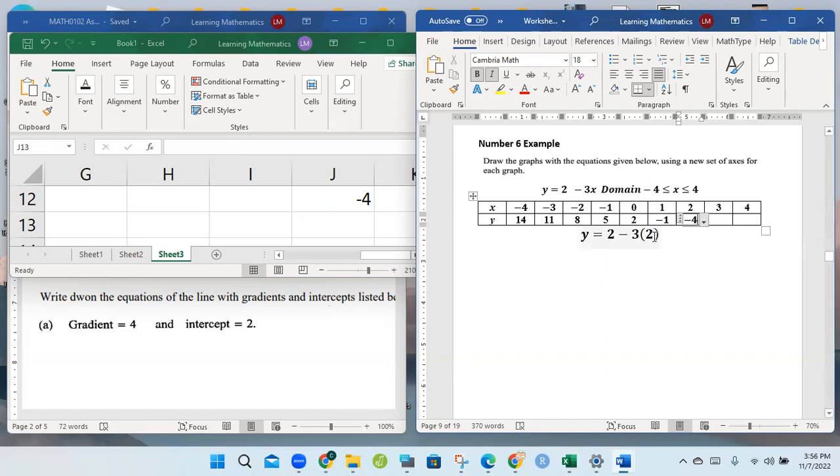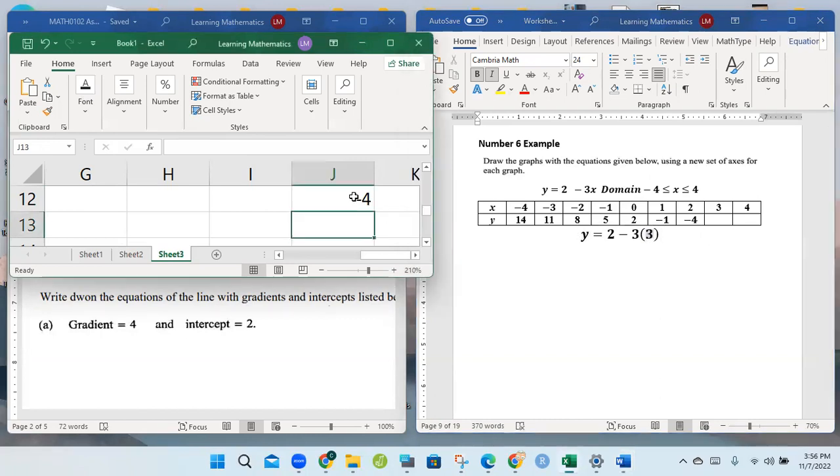And then we're going to substitute 3. X is increasing by 1, while y is decreasing by 3. So that will bring us to -7. When we put 3, we should get -7.